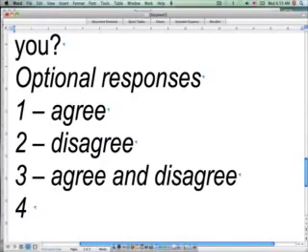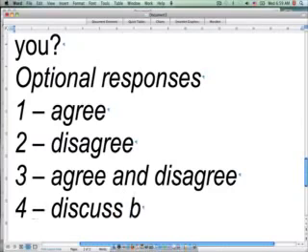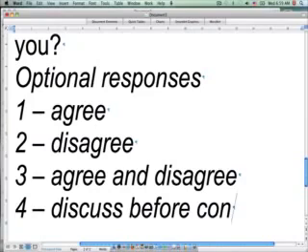The fourth option we have is to discuss both points of view before coming to our own conclusion, so before concluding. Because if you remember that when we write a discussion essay, we still present our point of view as the writer. It's just that we present it at the end of the essay. So it's possible that we could write an essay that discusses both sides and then comes to some sort of reasoned conclusion.